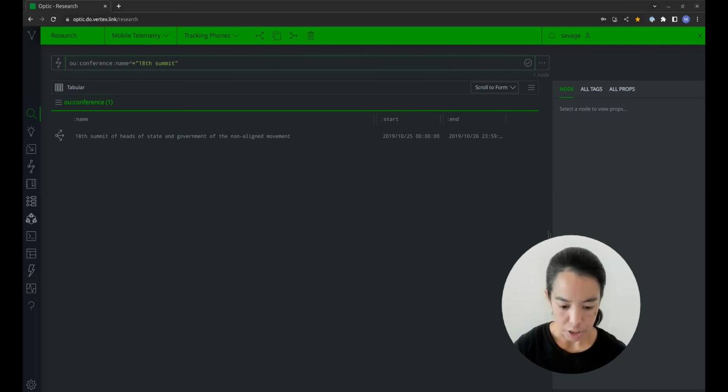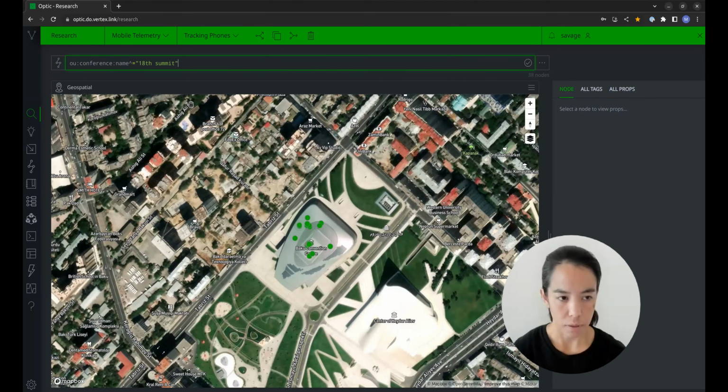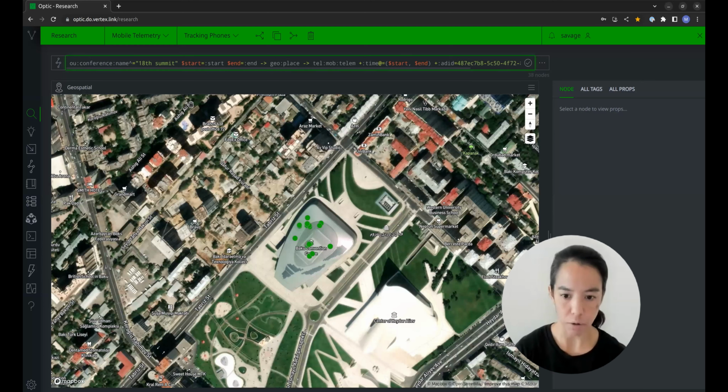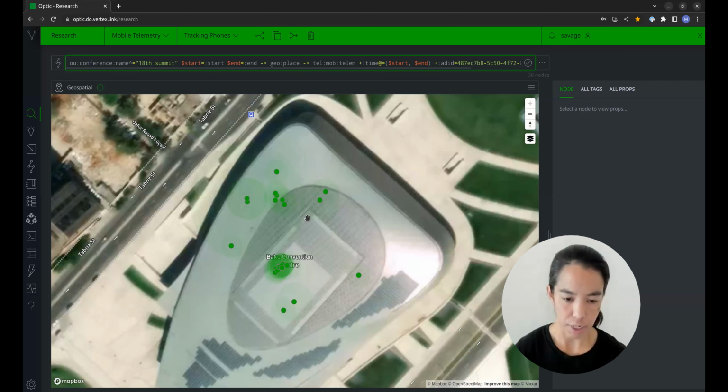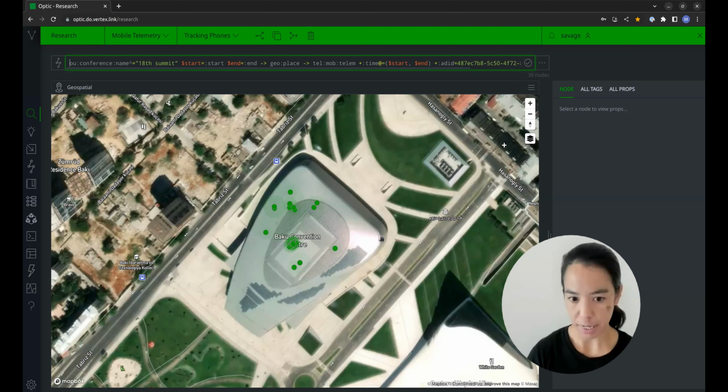But just to go ahead and check, I ran a query that is going to pivot from this conference to just show the telemetry that we have from that phone that overlaps with the time that this conference took place at this location. And so I could see that there's 38 nodes, each representing a time that the phone beaconed from this location during the conference. So that gives me some added evidence that the person with this phone probably attended.